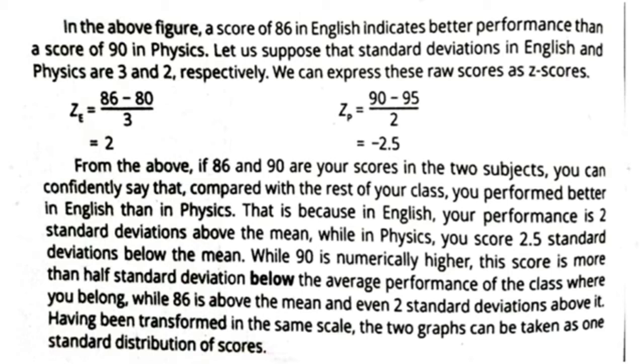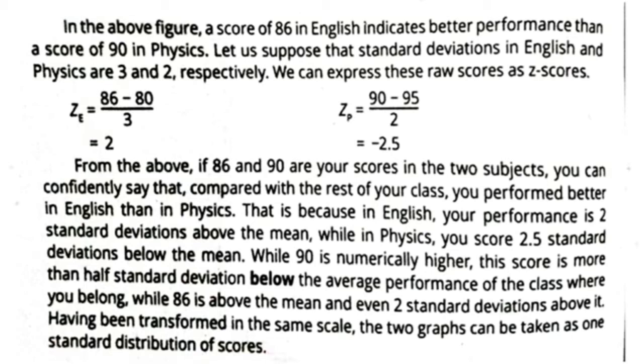From the above, if 86 and 90 are your scores in the two subjects, you can confidently say that compared with the rest of your class, you perform better in English than in P6. That is because in English, your performance is 2 standard deviations above the mean, while in P6, your score is negative 2.5 standard deviations below the mean. While 90 is numerically higher, this score is more than half a standard deviation below the average performance of the class where you belong, while 86 is above the mean and even 2 standard deviations above it.